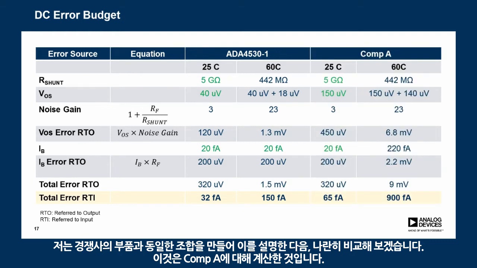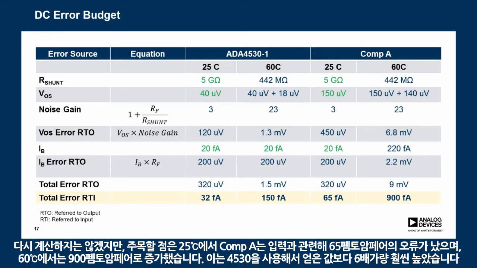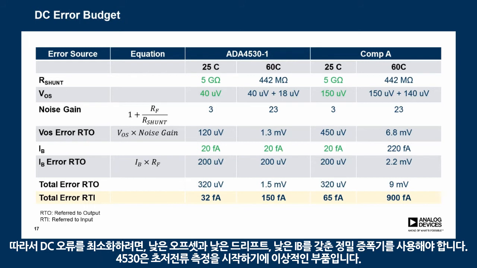So this is the calculation for COM-A. I'm not going to go through the calculations again, but what I want to point out is that at 25C, COM-A has 65 femtoamps of error referred to input, and at 60 degrees Celsius, it increases to 900 femtoamp. And this is 6 times greater than what we would have gotten from using the 4530. So yes, if you want to minimize DC error, use a precision amplifier with low offset, low drift, low IB. And the 4530 would be a good part to start off with for ultra-low current measurements.